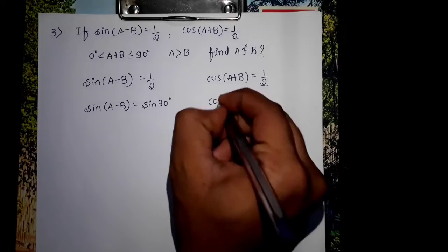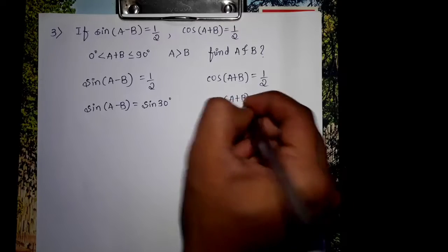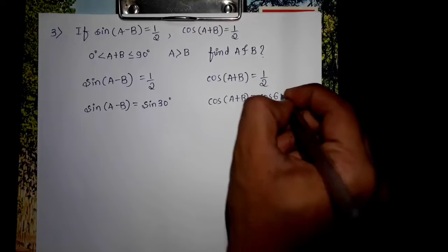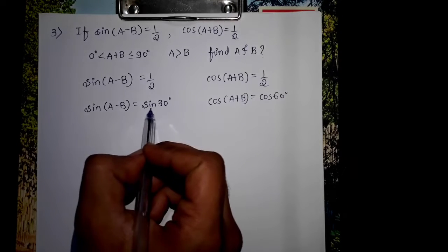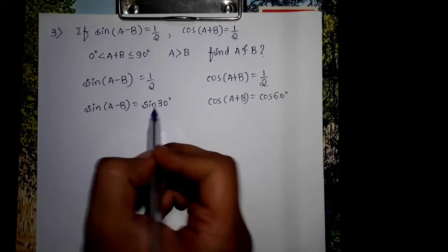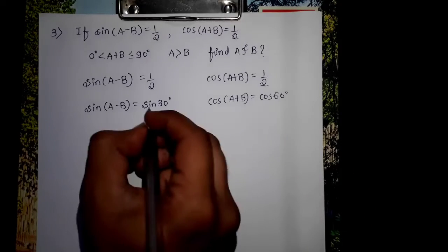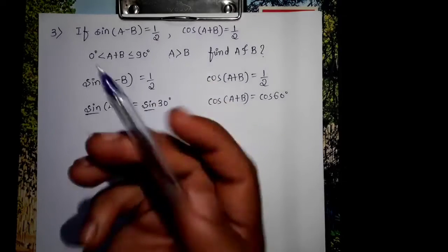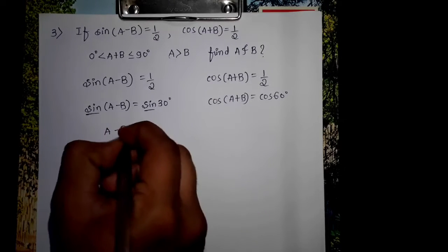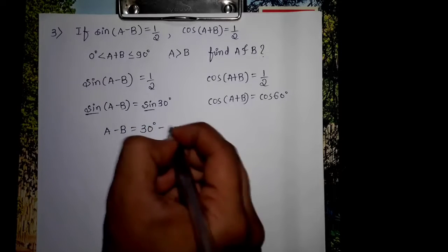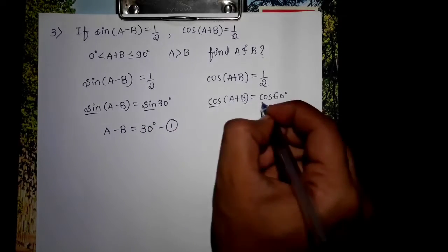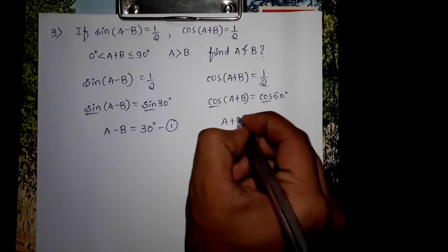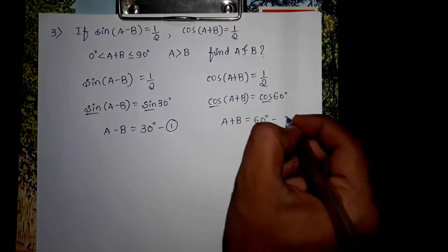Similarly here, cos of a plus b. In trigonometric table, cos of which value is 1 by 2? It is cos 60 degree. In place of 1 by 2, we are substituting the function value. Here also same. Now function is same here, sine and sine, and we also know that a and b are acute angles. Therefore we can write a minus b equal to 30 degree. Take it as equation 1. Similarly, if function is same and where a and b are acute angles, therefore here we can take a plus b equal to 60 degree. Take it as equation 2.